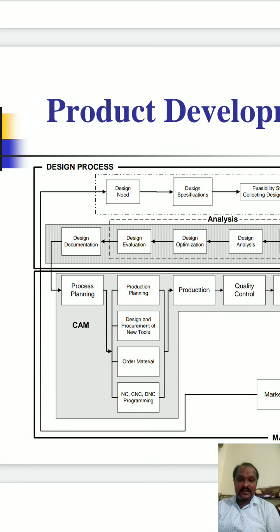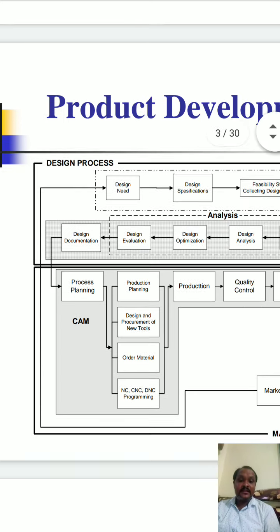So what we have discussed here: first, from the design need to the conceptual design, that is the CAD part, the computer aided design part. The next part is CAE, that is computer aided engineering, meaning analyzing the part: your design analysis, design optimization, design evaluation, and design documentation. Everything comes under the CAE part.